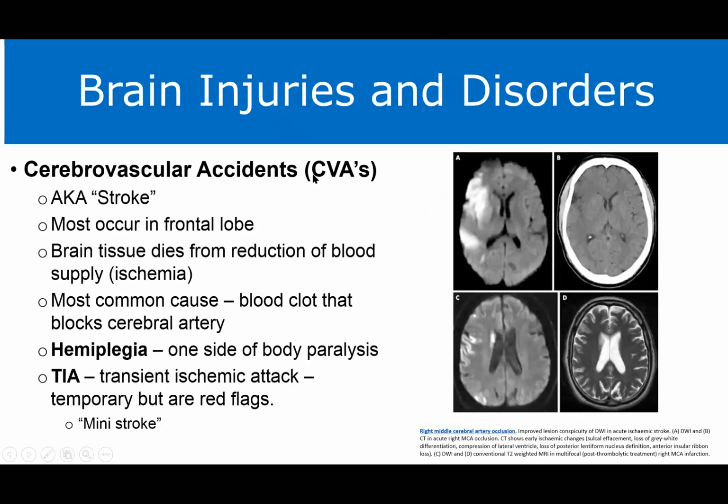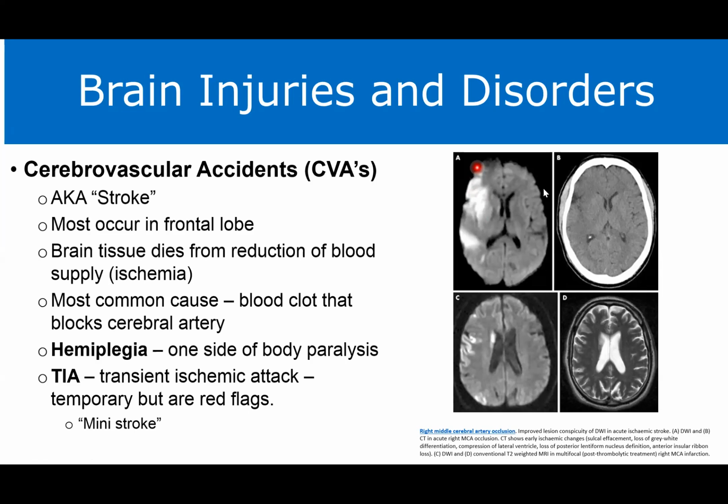Next are cerebrovascular accidents, CVAs, and sometimes they're called strokes. Most strokes actually occur in the frontal lobe, and what happens in a stroke is that the brain tissue itself is actually going to die because the blood vessel is obstructed and not providing oxygen and nutrients to said region of the brain. The most common cause is a blood clot that ends up blocking one of the arteries that supplies the blood. And the middle cerebral artery is a very common one to be blocked.